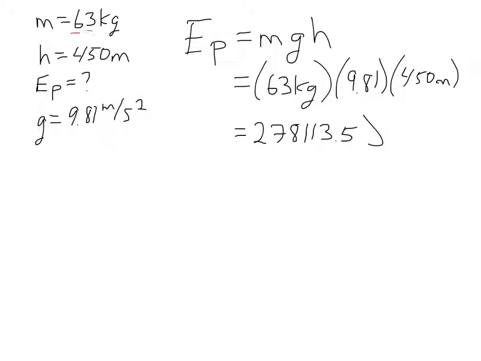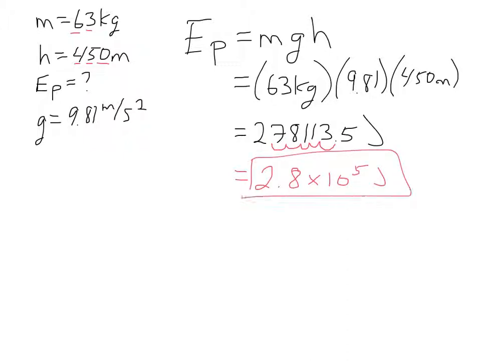And we look at significant digits. We have 2 right here and 3 right here. So we need to give back 2 significant digits. So we would turn this into 2.8. We need to put it into scientific notation. So we're moving the decimal point 1, 2, 3, 4, 5 times. So we have 2.8 times 10 to the 5 joules. And I'll box up my answer at the end.